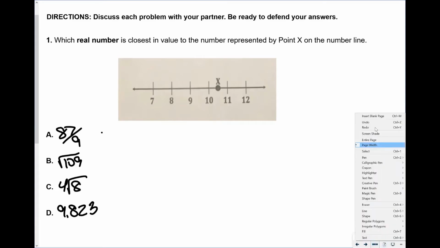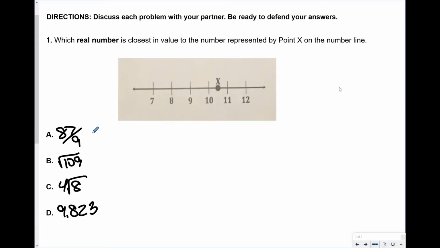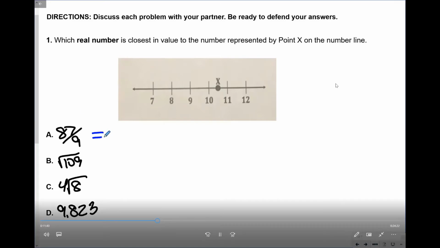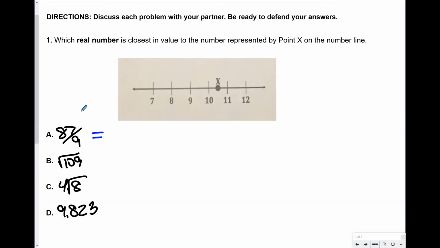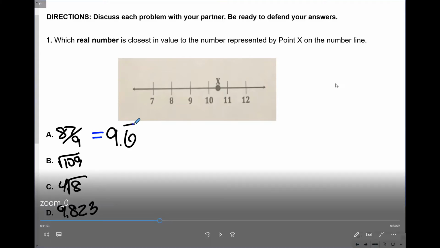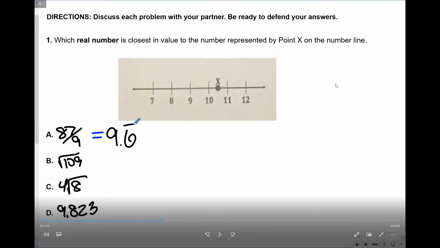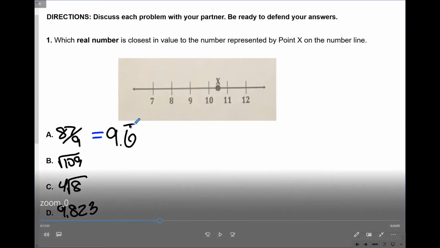It's going to get you 9.6 repeated 666. So you would just write this as that. And remember, I discussed this during the first week here. If it's a repeating decimal, keeps going on, just put a line over the top of it, which means that's a repeating decimal, which goes on forever.